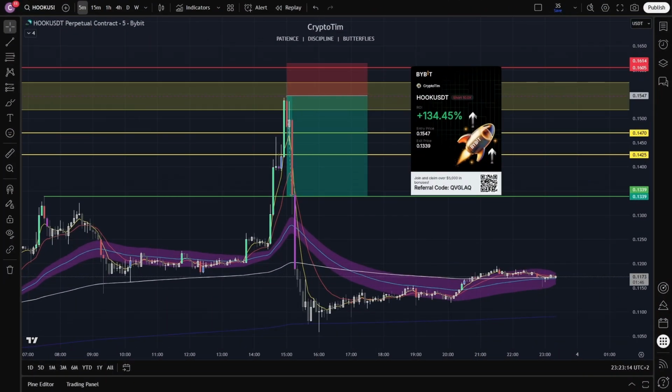Alright, so now what can we tell about this trade in hindsight? So first of all, the screenshot of the trade. Entry at 0.1547, TP at 0.1339, resulting in a 134.5% ROI on 10x leverage. Most importantly for us, it's a 3R setup, or 3.1R.